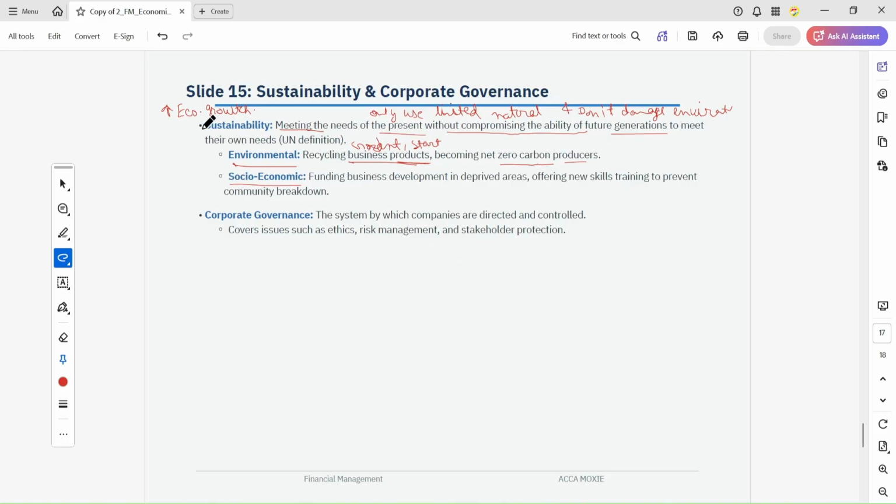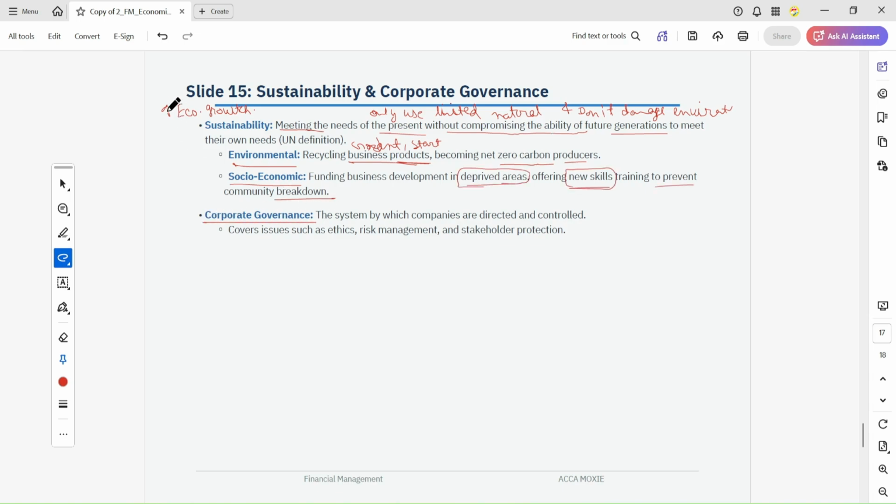Next is social economic. When you increase economic growth, it does not mean that you increase it only in the urban areas while the rural areas are not well developed. The rural areas should also be developed along with economic growth, so that the difference between rich and poor is not big, and the income and wealth of the country are distributed equally.